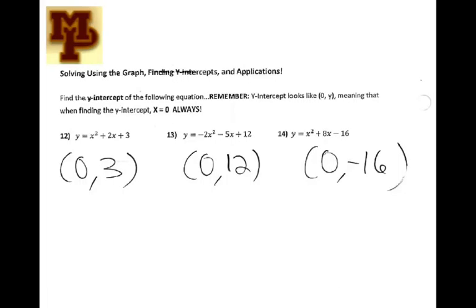And then the y-intercept, that's easy to find. You just plug a 0 in for all of the x's, and then that turns out to be 3. It's going to be whatever the constant is. So that's (0, 16).